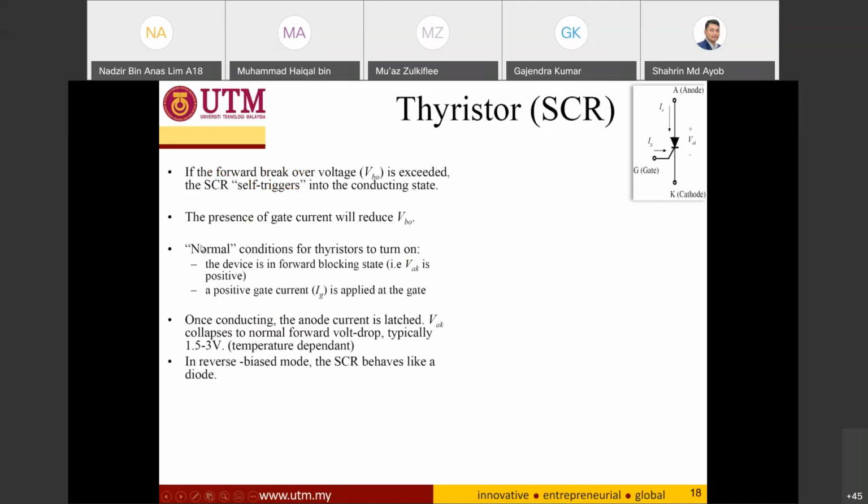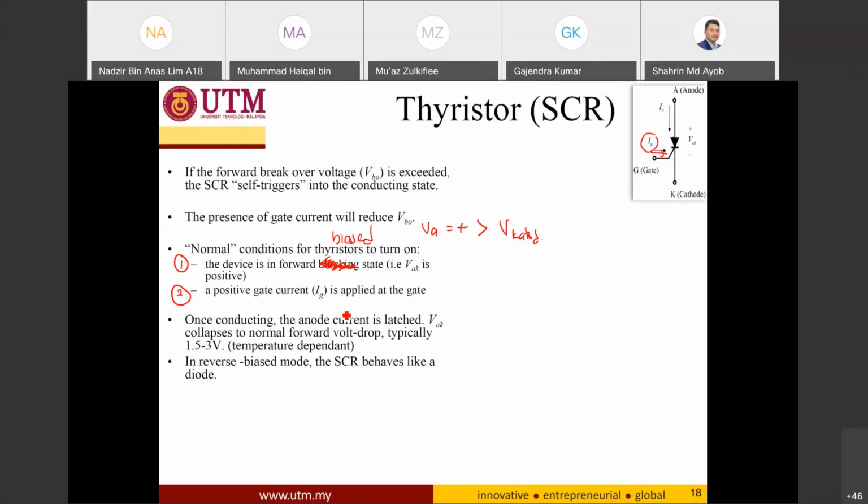So to turn on the SCR or the thyristor, these two conditions must be fulfilled. The first one, the SCR must be in forward bias. Not forward blocking, it must be in forward bias, meaning that V anode is more positive compared to V cathode. The same as a diode. So this is the first condition that you need to fulfill. And then, even though it is forward bias, it will not turn on until you give an IG, meaning that you need to give a triggering signal through this gate terminal.